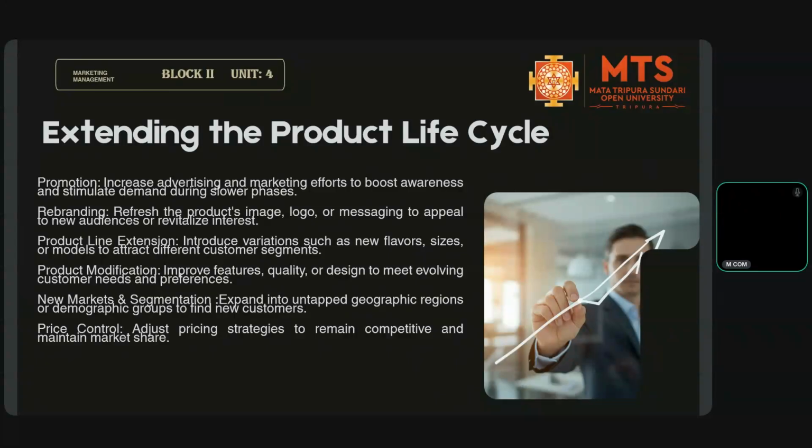Price control. If iPhone can reduce its price and come into a sector, that can give a better hand. Next topic.